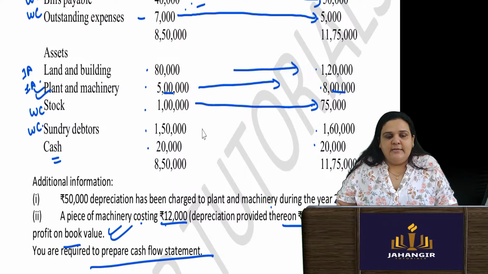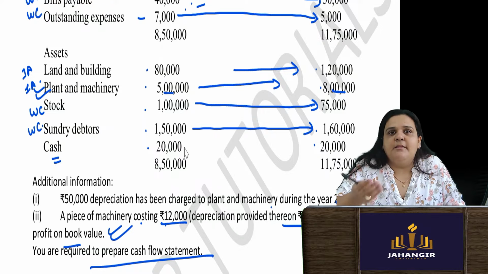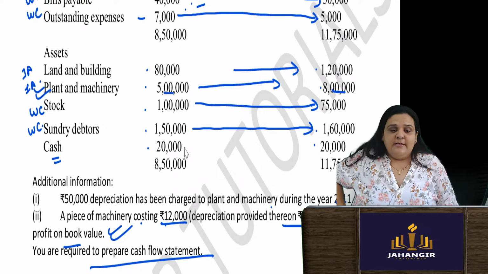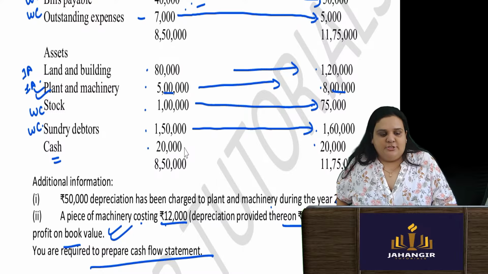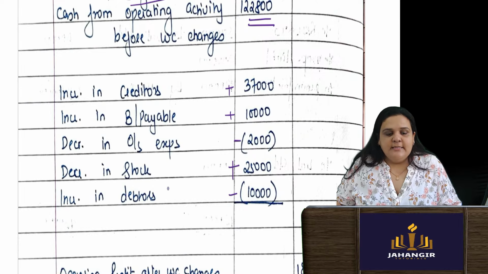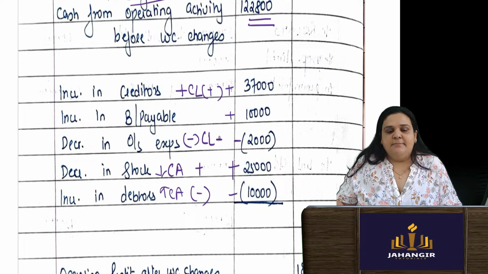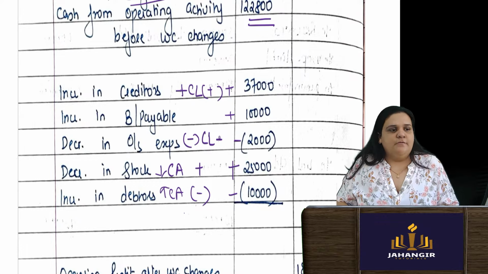Now increase in the debtors. Debtors was 1,50,000 and now it has become 1,60,000. That means I'm not able to get that money from the debtors. There is still this additional 10,000 blocked in the form of cash, right? So I'm going to subtract it. If there is an increase in the current assets, I will subtract. If there is a decrease in the current assets, I will add. If there is an increase in the current liability, I will add. And if there is a decrease in the current liabilities, subtract. Basic logic you have to apply.